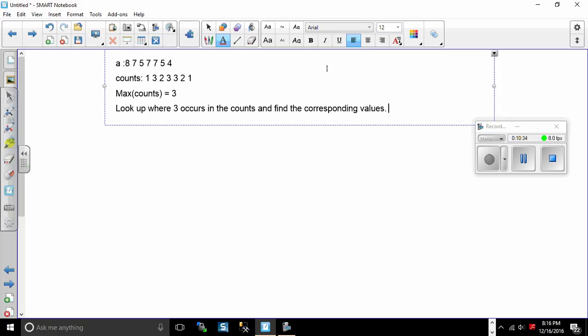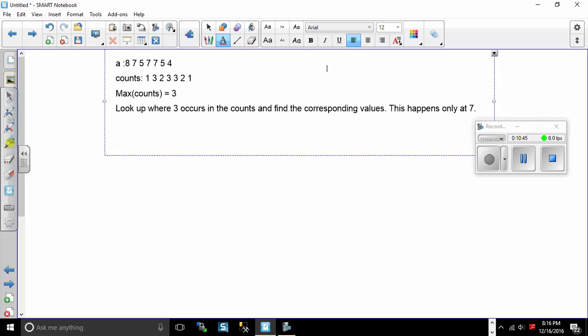Okay, and so this happens only at 7. So that's how this works, and it's a quadratic. It's of order quadratic. All right, now this brings up an interesting point.